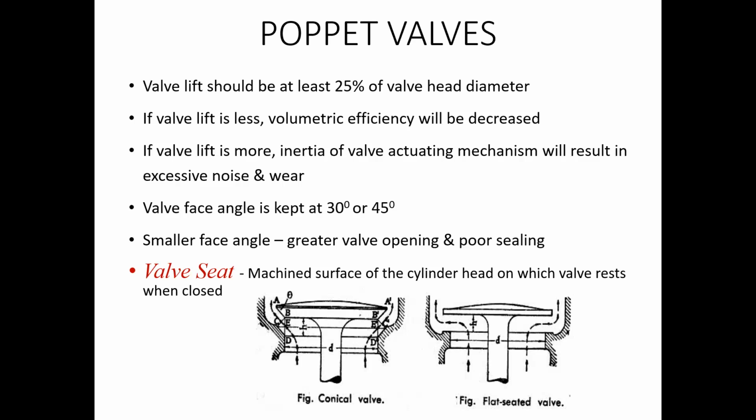These valves, as I mentioned earlier, come and rest on the valve seat, and the valve seat is usually machined on the cylinder head. It is the surface on which the valve comes and rests when it is closed. You can see here the different types of valve seating. This is the conical arrangement, where conical valves are used, and this is the flat seated valve, where we do not have a conical section. It is a flat arrangement.